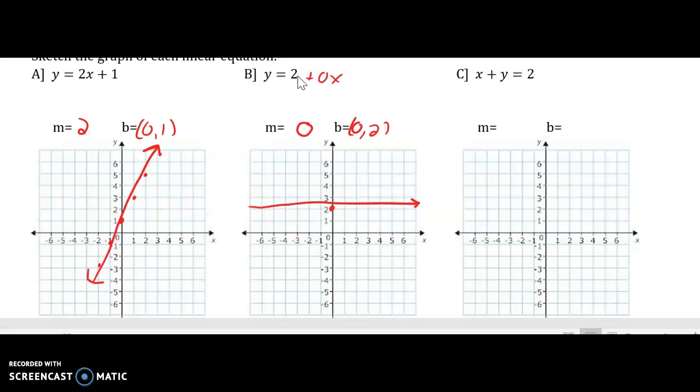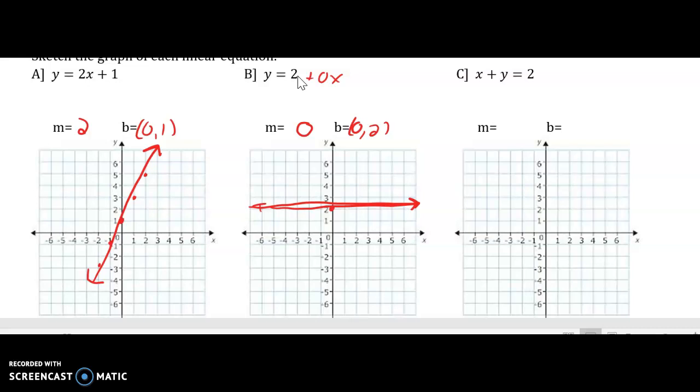Oh, that's not a very good line. But that's a little better. It's a horizontal line. If it were x equals, that would be a vertical line. That has undefined slope, so just be aware of that.